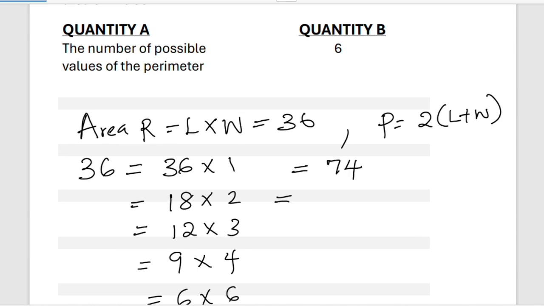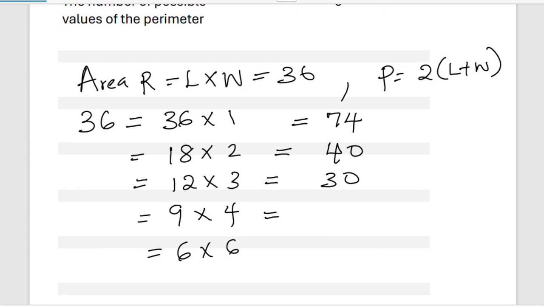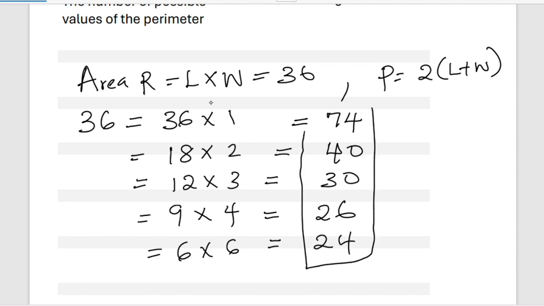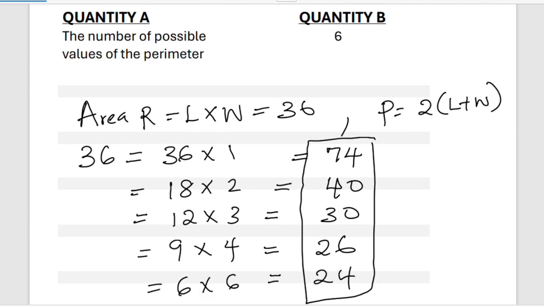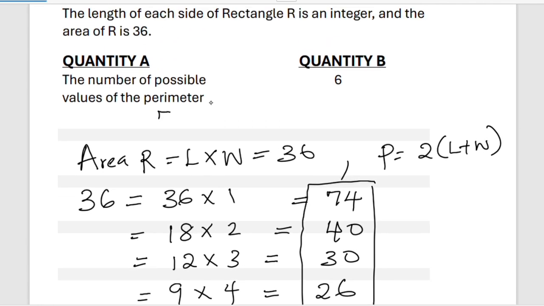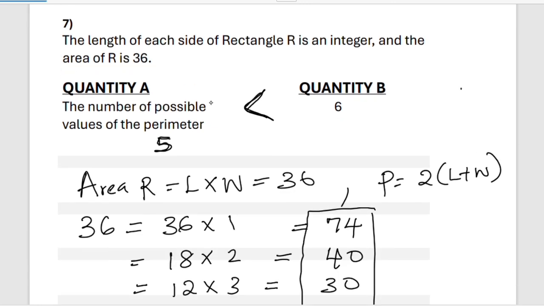For this, it will be 18 plus 2, that is 20 times 2, which is 40. For this, it will be 15 times 2, that is 30. This will be 13 times 2, that is 26. And this will be 12 times 2, that is 24. So we have 5 different possible values of the perimeter of this rectangle R. That means quantity A here is just 5 possible values, which simply means that quantity B, which is 6, is greater than quantity A, and the answer for this is simply B.